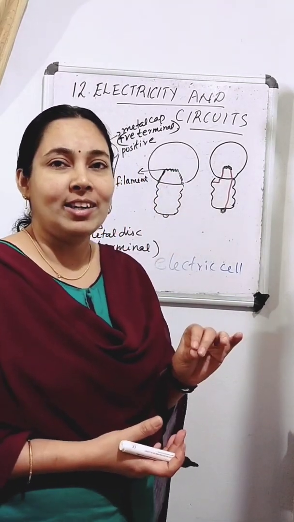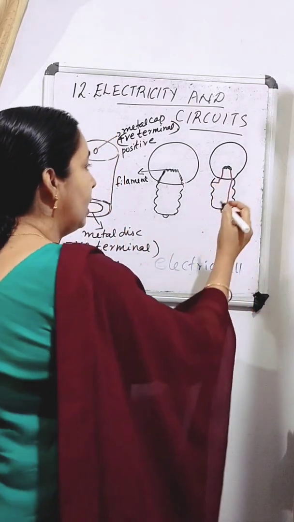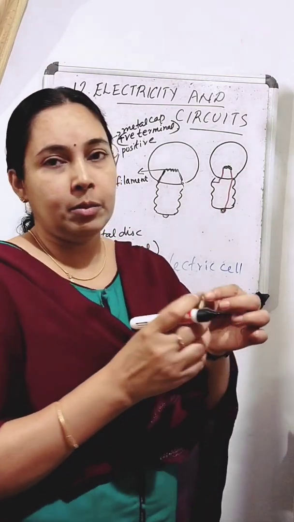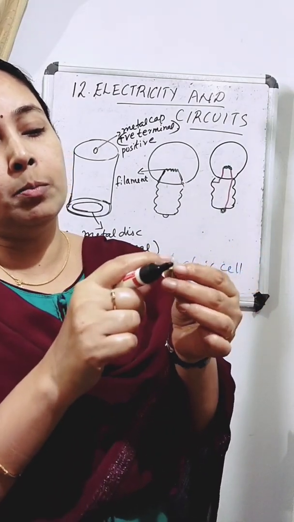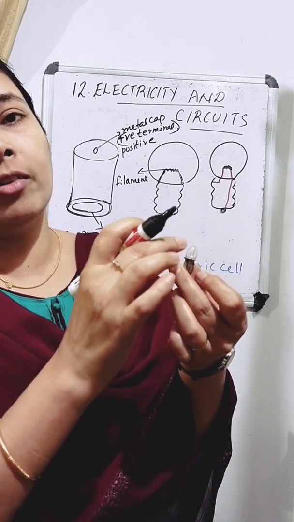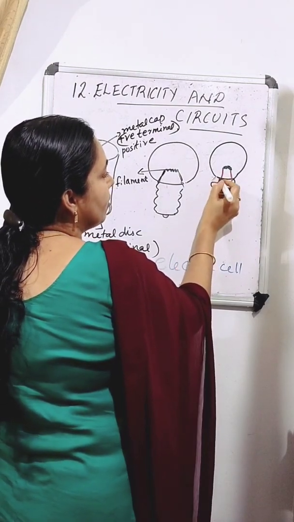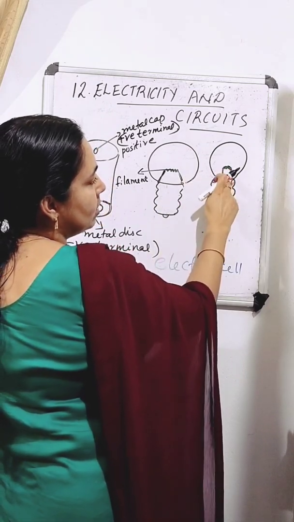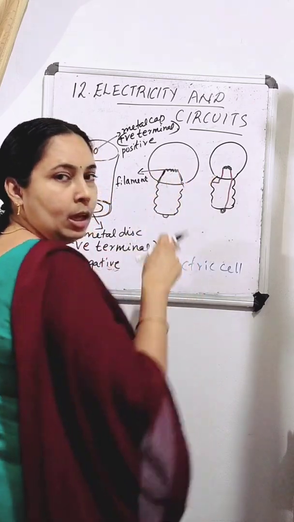One of these thick wires is connected to the metal case at the base of the bulb. So here we can see there is a metal case at the base of the bulb. Here below the bulb you can see a metal case. The base of the bulb means here, just below the bulb. So this thick wire is connected to the metal case at the base of the bulb.